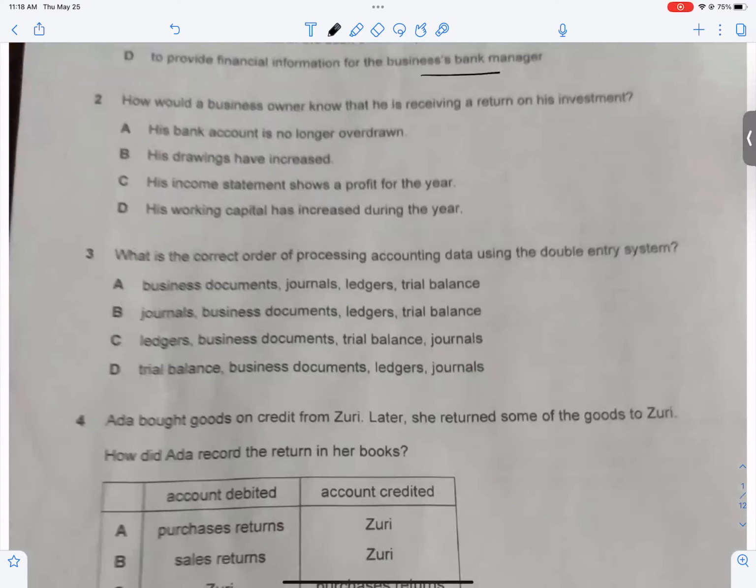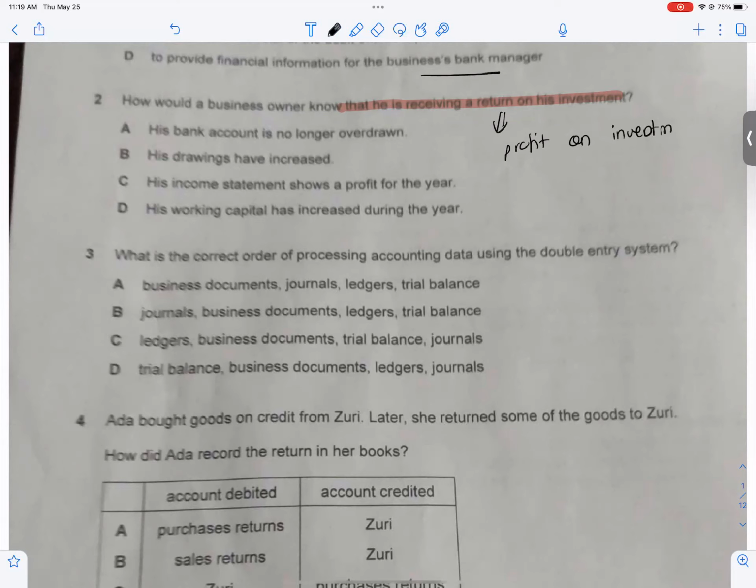Next one. What is the correct order of processing? Oh, no, sorry. How would a business owner know that he is receiving a return on his investment? His bank account is no longer overdrawn. His drawings have increased. His income statement shows profit for the year. His working capital has increased during the year. How would the business owner know that he has received return on his investment?